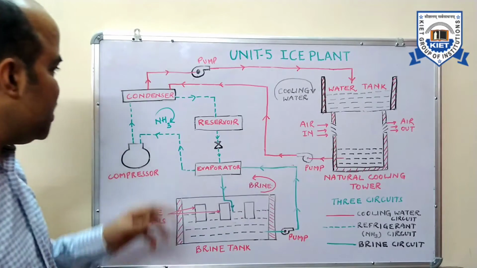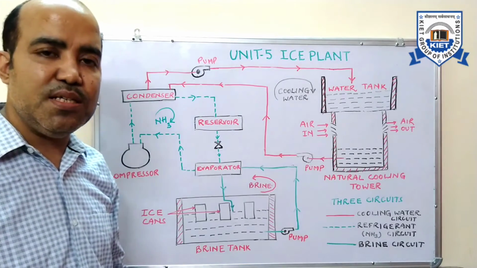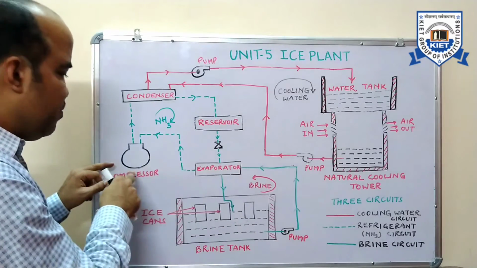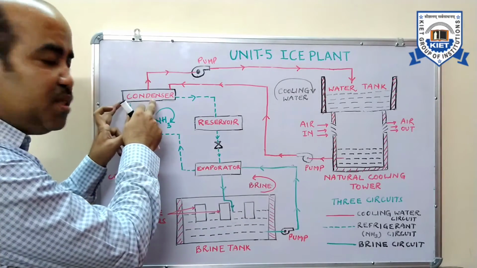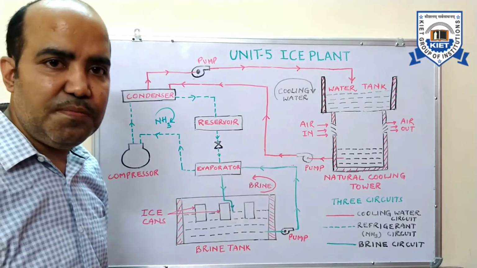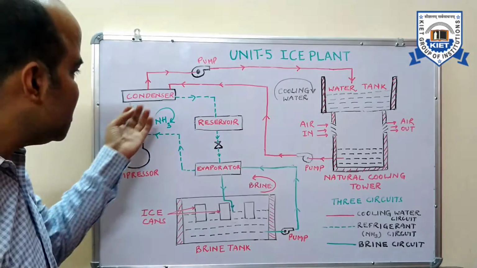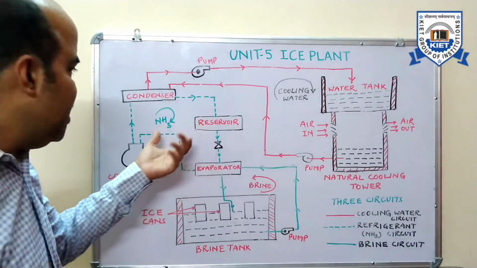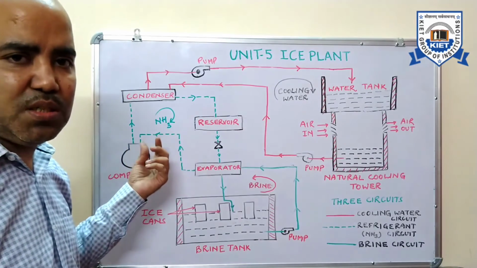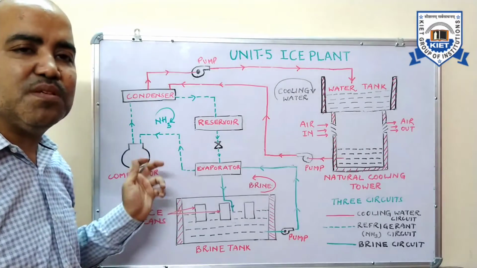Right. So here, as you can see, we have the parts similar to that in the case of the VCRS system. If you consider this portion, we have the compressor, the condenser, and then the throttling valve and the evaporator. So this is the one circuit, which is called the refrigerant circuit. And the refrigerant, as I told you, is the primary refrigerant, and ammonia is utilized as the primary refrigerant over here.